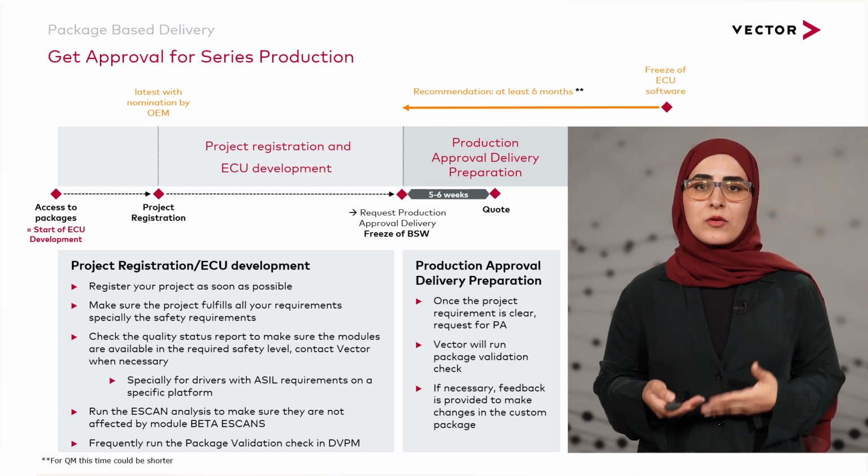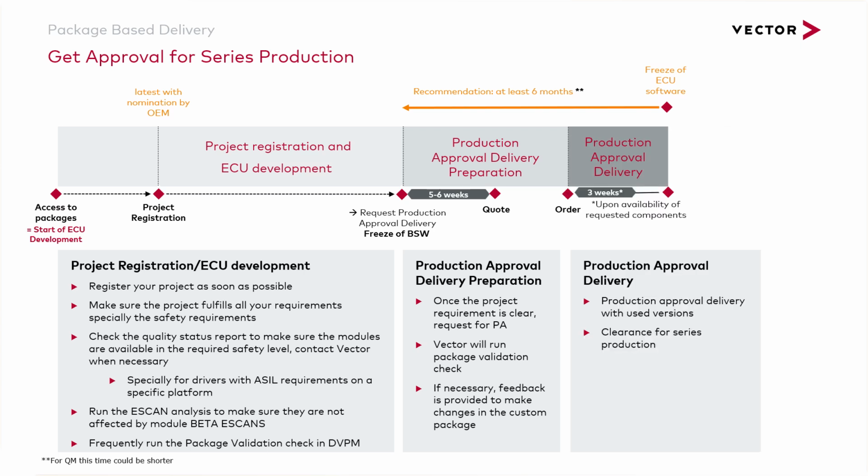Once we prepare the code and send it out to you, you can order the production approval delivery content. The content preparation takes about 3 weeks upon the availability of the required components, and this is a consistent set of software with a clearance to go to serial production. As we mentioned, you take that software delivery, you integrate it in your project, and then you can go to serial production.